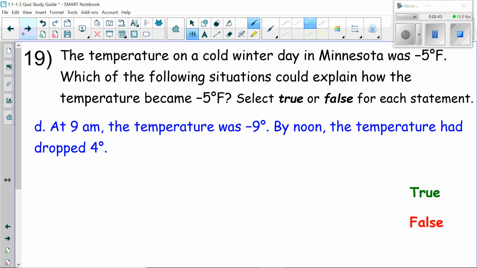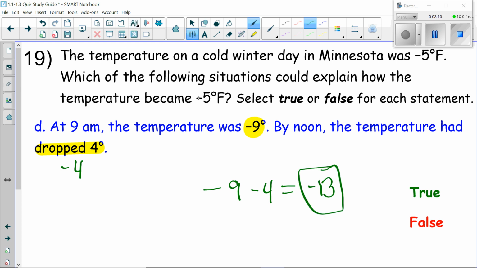19D. Let's see, we started at a temperature of -9 degrees. By noon, the temperature had gotten colder, dropped 4 degrees. So we started at -9. If it dropped 4, that means it's getting 4 degrees more cold. Add those two together, keep the sign. The temperature is now -13 degrees. So it does not equal -5 degrees, so this statement would not result in -5.